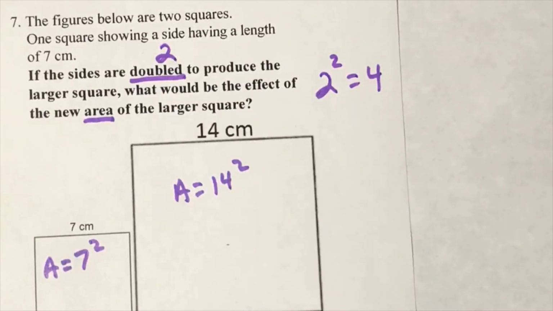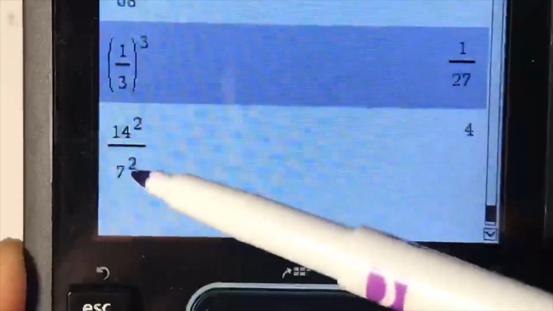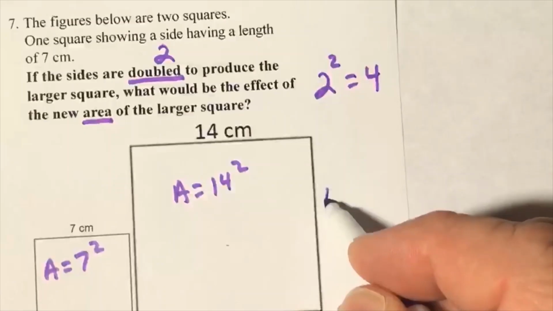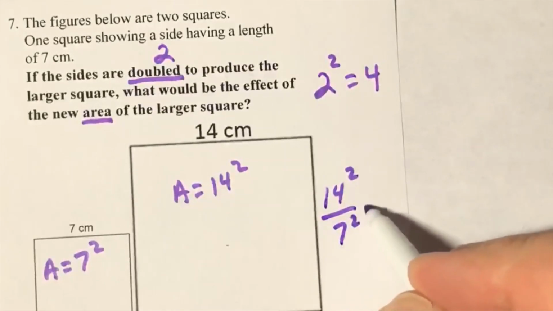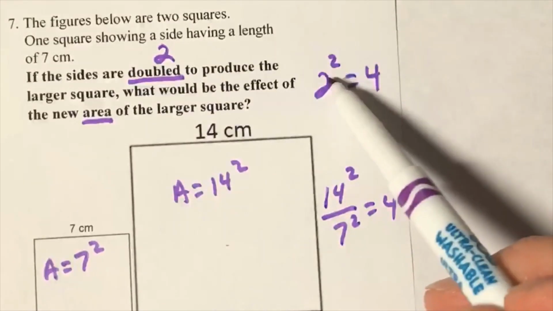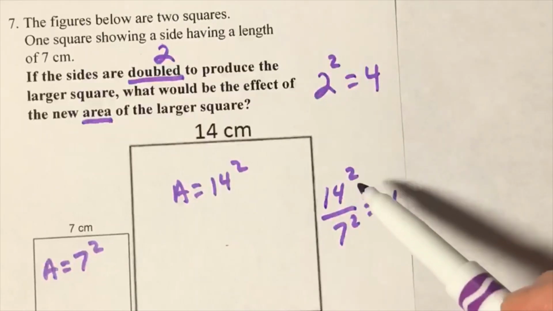Now if you took 14 squared and divided it by 7 squared, as you can see right here, the area of the bigger one divided by the smaller one produced this 4. That means that it's 4 times larger. Go ahead and make a note here that 14 squared was being divided by 7 squared to equal 4. This is a little bit shorter way to calculate that. Okay. Finish up.